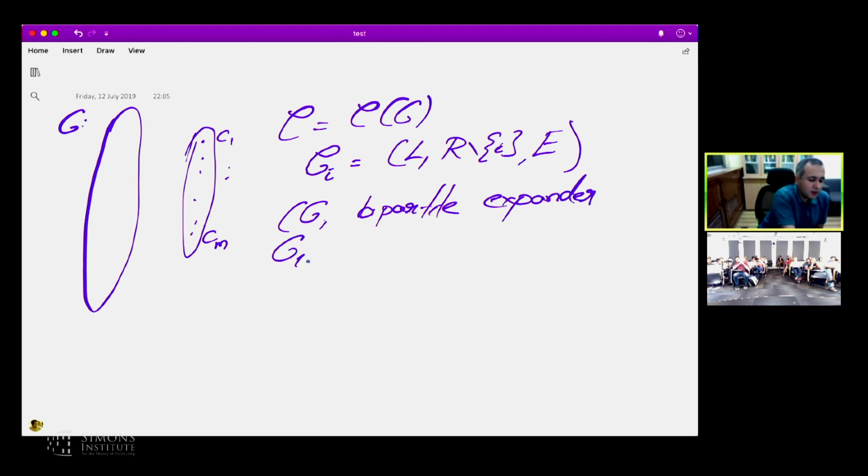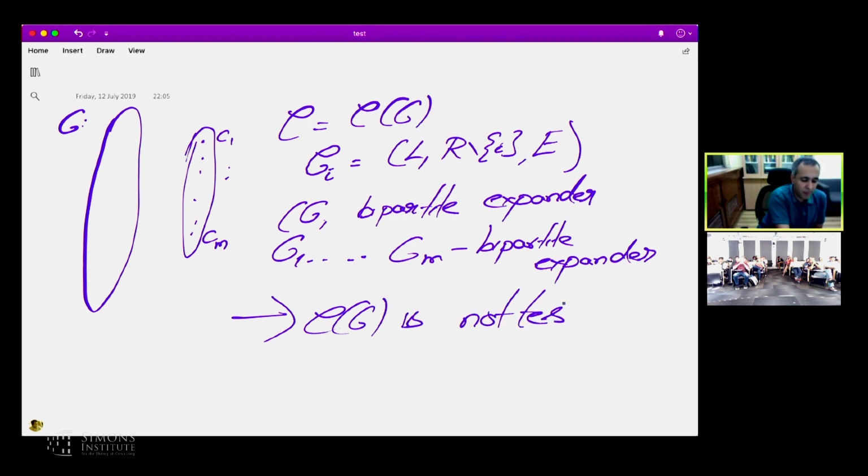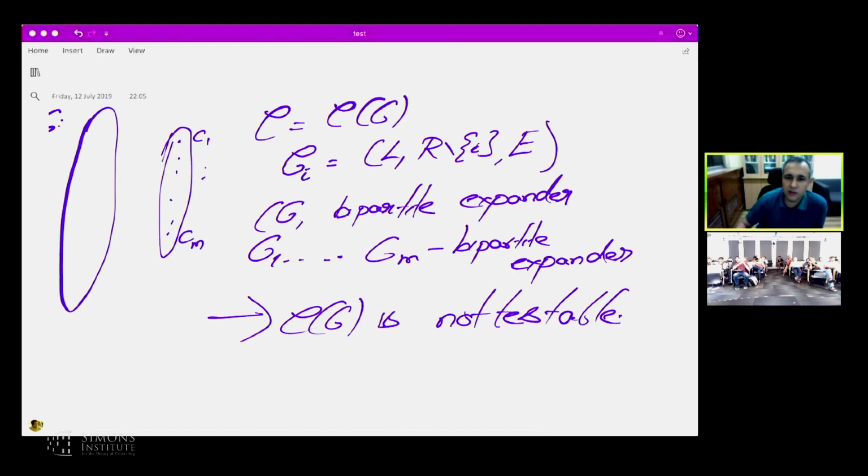If it so happens that G1, G2, all the way to Gm are also bipartite expanders, which most models of construction are actually going to give you, that is, knocking off one constraint is not going to really change the expansion of the graph, then in all those cases you can show that the underlying C of G is not testable. So any model under which this is true, we're going to have this feature. And the proof basically is just this following observation. Let's go back to my slides.